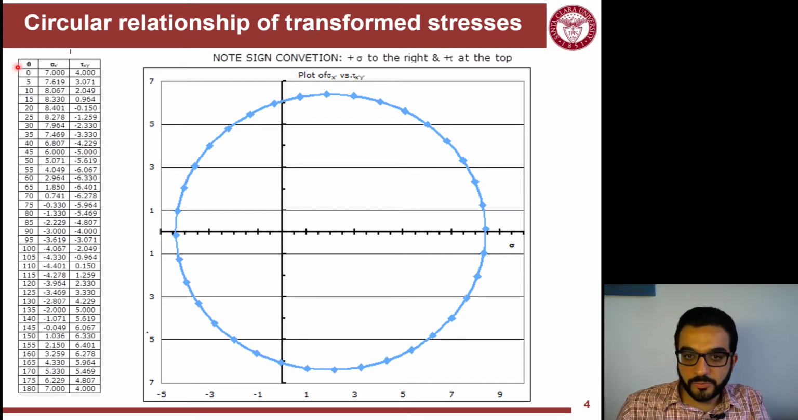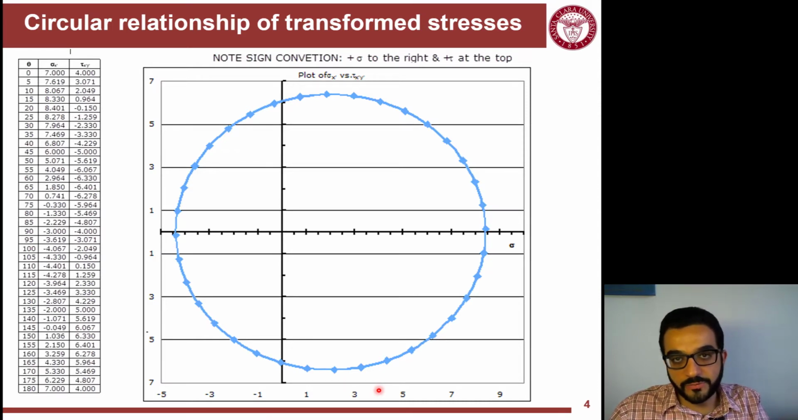When we use Excel, plotting different theta for the given values of sigma x, sigma y, and tau xy, we end up with these values for sigma x prime and tau x prime y prime. Plotting them will show us a perfect circle, and that circle is the one we will use to simplify our way of analyzing stresses. It will give us a deeper understanding of stress transformation beyond just the formulas we have seen before. It is based on the formulas, but that graphical circular relationship will show us the relation between the transformed stresses at different orientations.